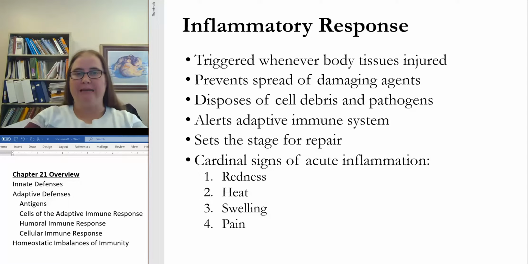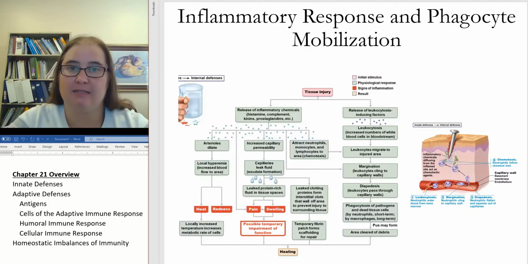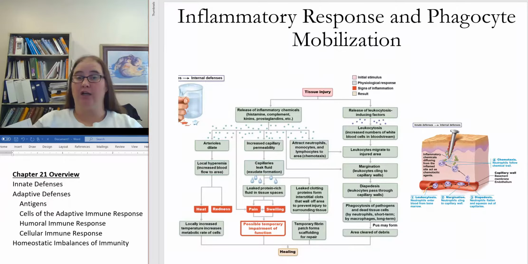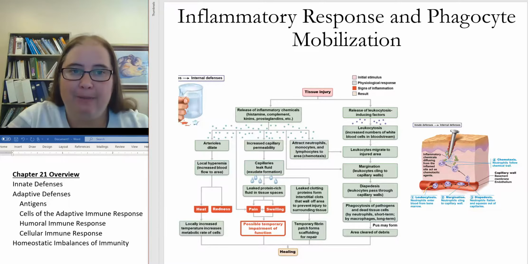And so when we think about inflammation, again, a lot of these things, right, you get a cut in your arm, right, you get the redness, it gets warm to the touch, you get a little bit of swelling, and it's painful, okay? And the reason for that is because of this really big, complex process that is occurring, okay? So what happens is, you get this initial stimuli. You get this tissue injury, right?